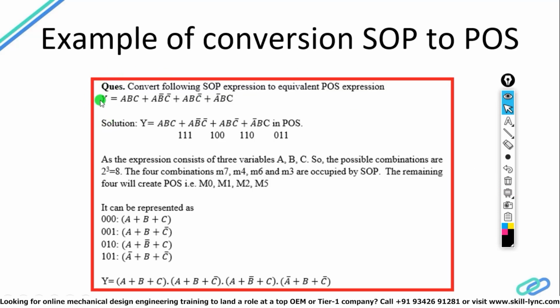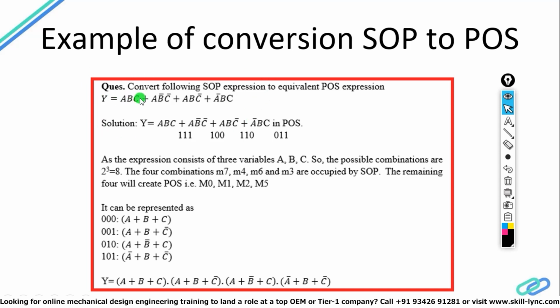The question is given, for example, f equal to ABC plus AB bar C bar plus ABC bar plus A bar BC. Any function is given. It may be f, it may be y, it may be x. The question is to identify whether it is SOP or POS. If it is SOP, convert it to POS. If you see that it is POS, convert it to SOP. So let's understand the nature of the question first.